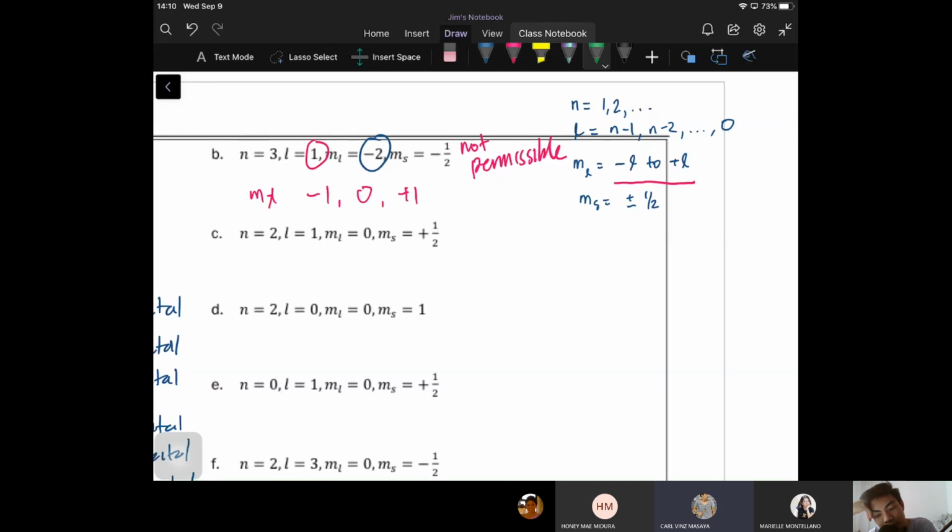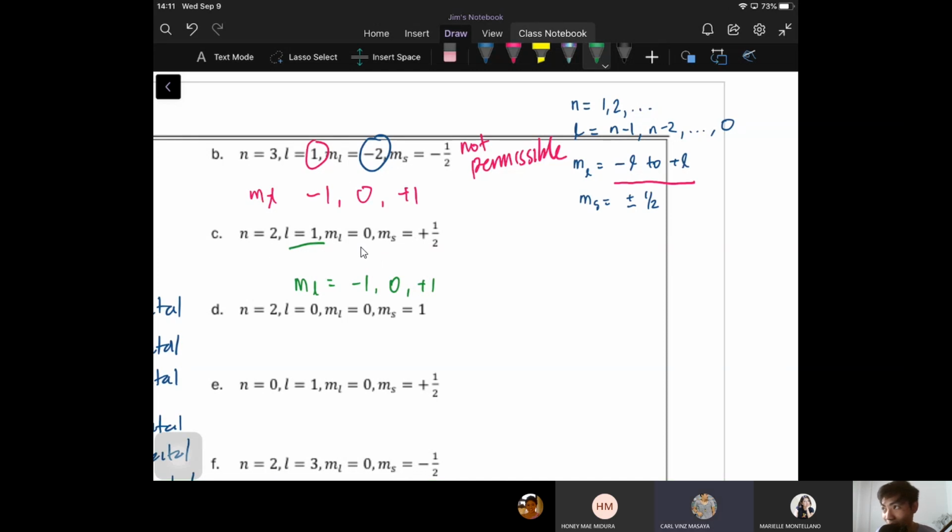ML pa rin, sir. ML? Opo. Ano meron sa ML? Dapat po pareho po siya ng L. Hindi naman pareho. Yung range dapat. Kapag yung L mo ay 1, ano yung mga pwedeng ML? Pwedeng negative 1, 0, positive 1. Diba? Ayun, nandun naman siya sa 0 eh. Opo, gets ko na, sir.